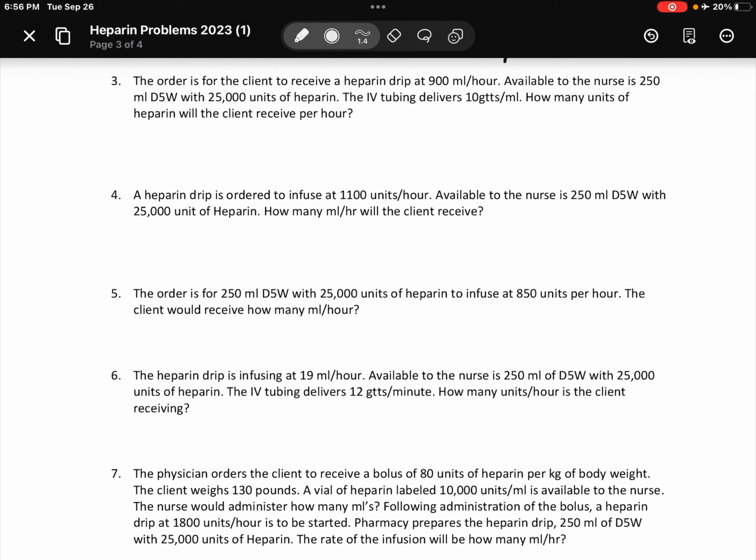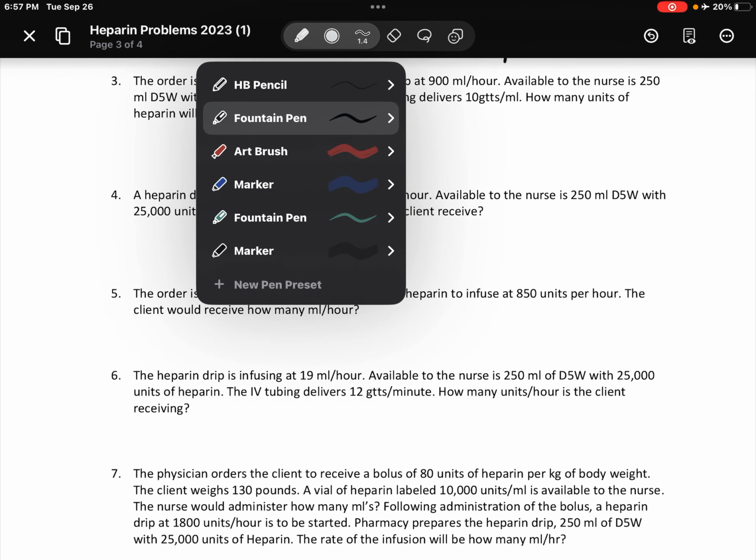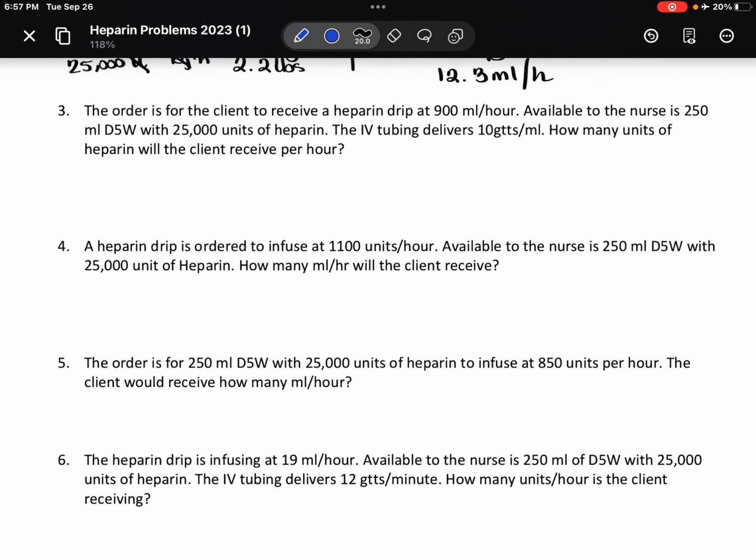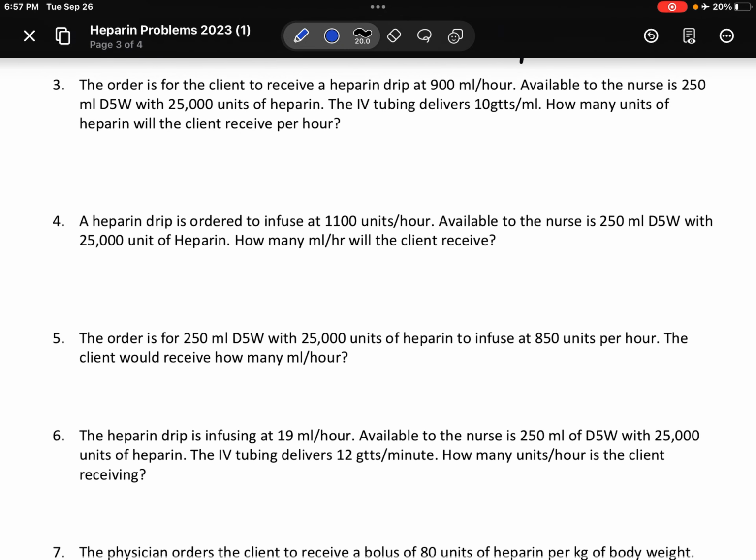Now number 3 can be a little tricky, but we're going to work through it. The order is for the client to receive a heparin drip of 900 milliliters per hour. Available to the nurse is 250 milliliters D5W with 25,000 units of heparin. The IV tubing delivers 10 drops per milliliter. How many units of heparin will the client receive per hour?